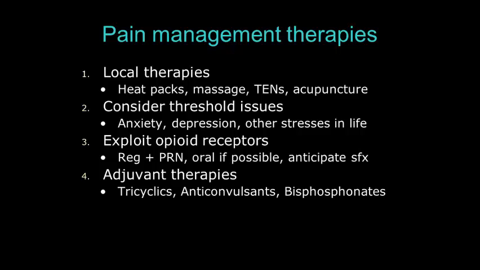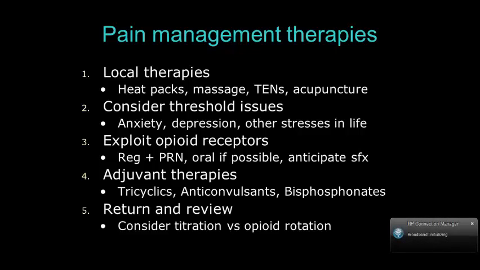Adjuvant therapies. So for neuropathic pain, you need to bring in the extra things. For bone pain, you need to bring in other extra things. So for example, for neuropathic pain, tricyclics, anticonvulsants. For bone pain, bisphosphonates. And then return and review.